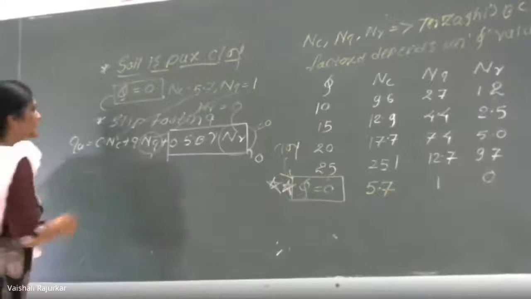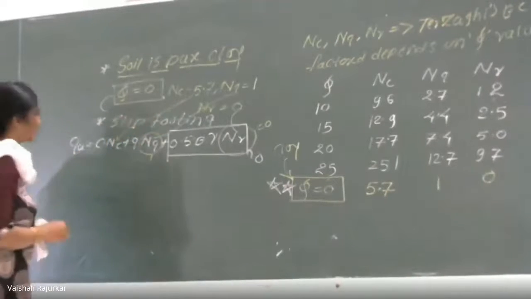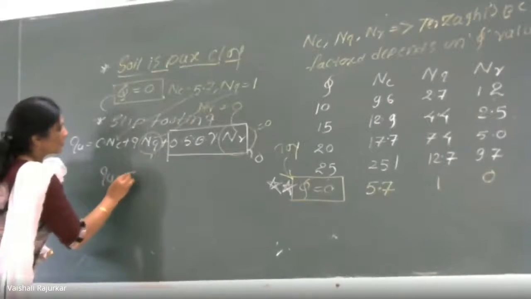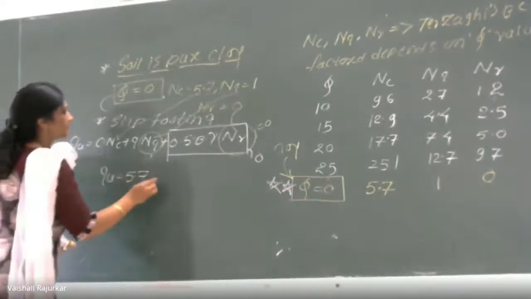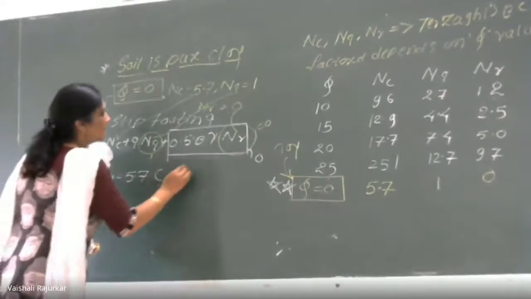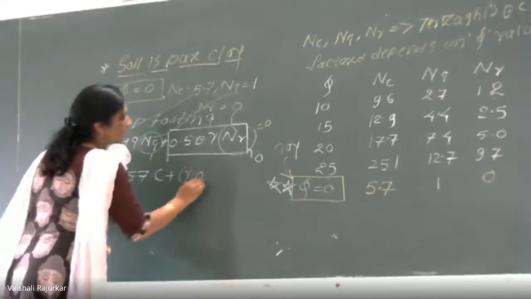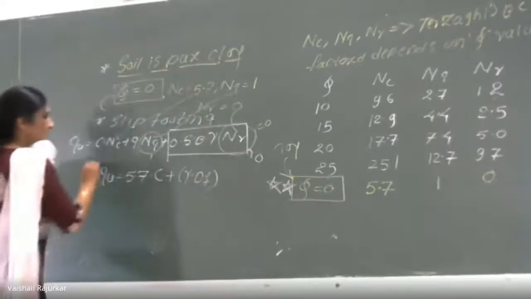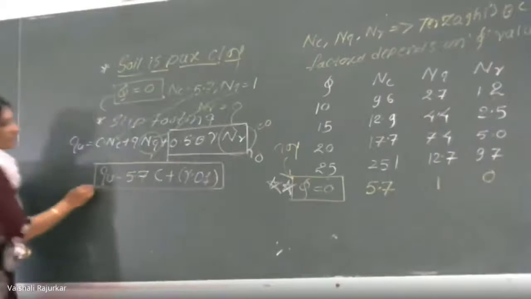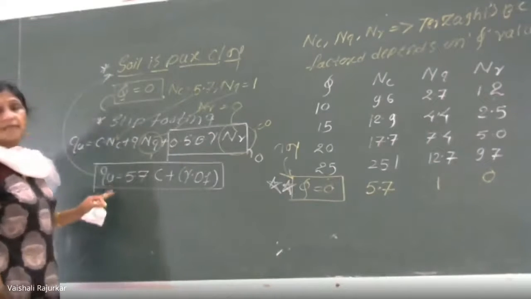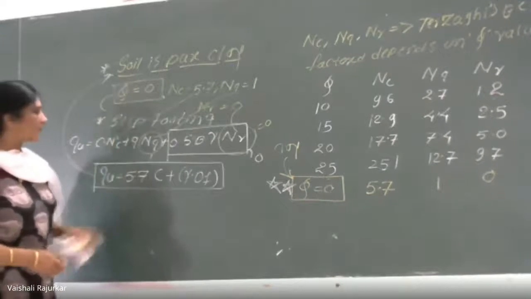So what is the equation? NC is taken as 5.7. So here the equation becomes Q is equal to 5.7C plus Q only. And what is Q? Q is equal to gamma into D. So this is the equation for strip footing if there is a pure clay. Is it clear? This is the equation when the soil is a pure clay.